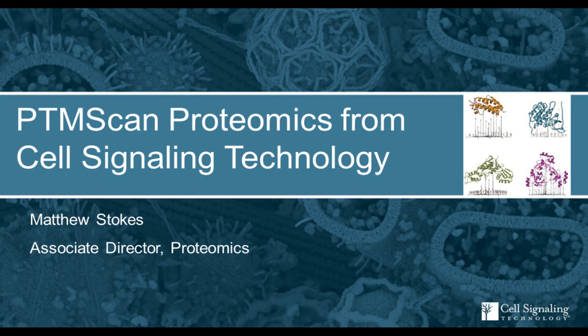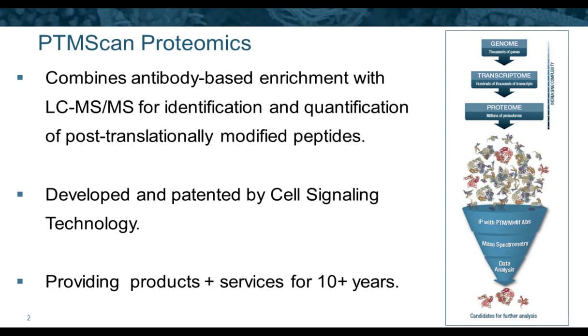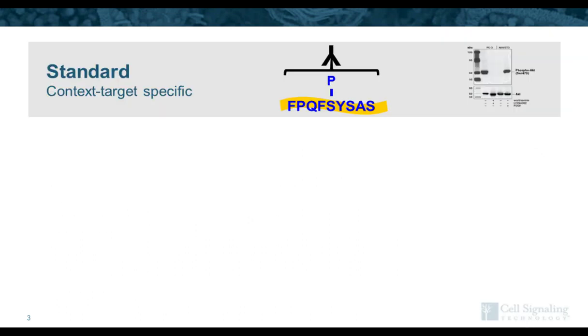Thank you. Welcome, everyone. Thanks for joining us today. I'm going to give an overview of the mass spec-based proteomics we're doing here at Cell Signaling Technology, and most of that involves what we call PTM Scan. So PTM Scan is just a combination of antibody-based enrichments with mass spec to both identify and quantify post-translationally modified peptides. It's a method that was developed here at CST, and we've been doing it for a long time, over 10 years now.